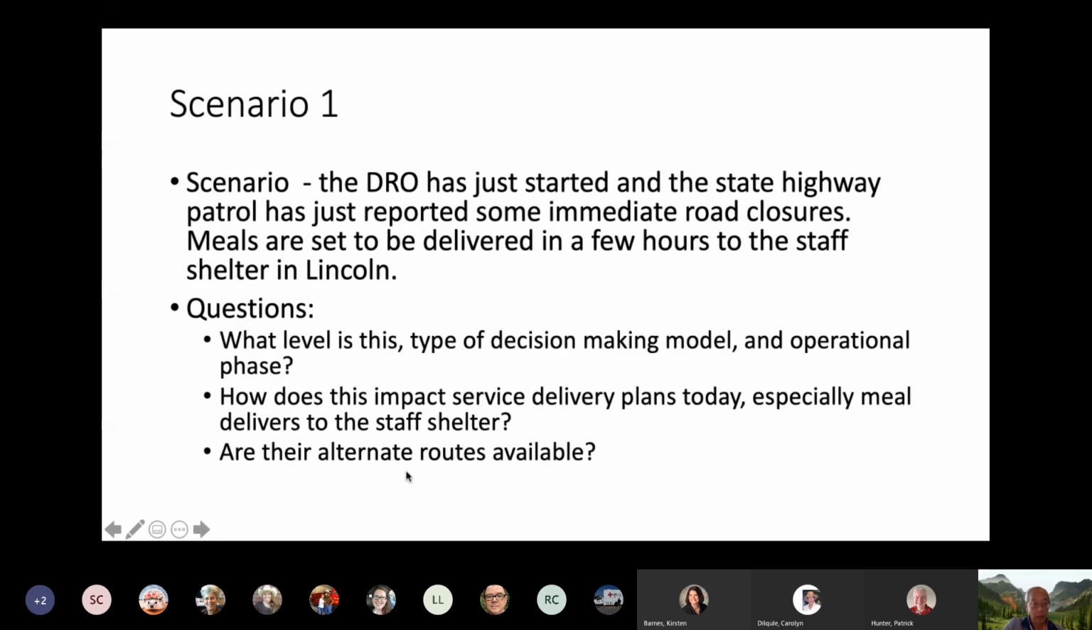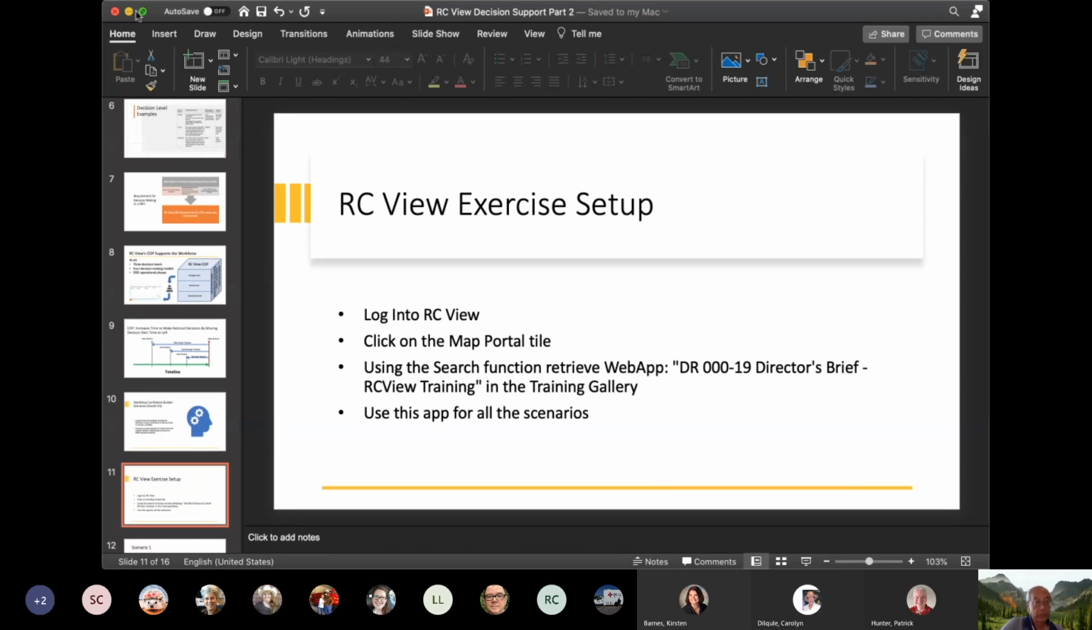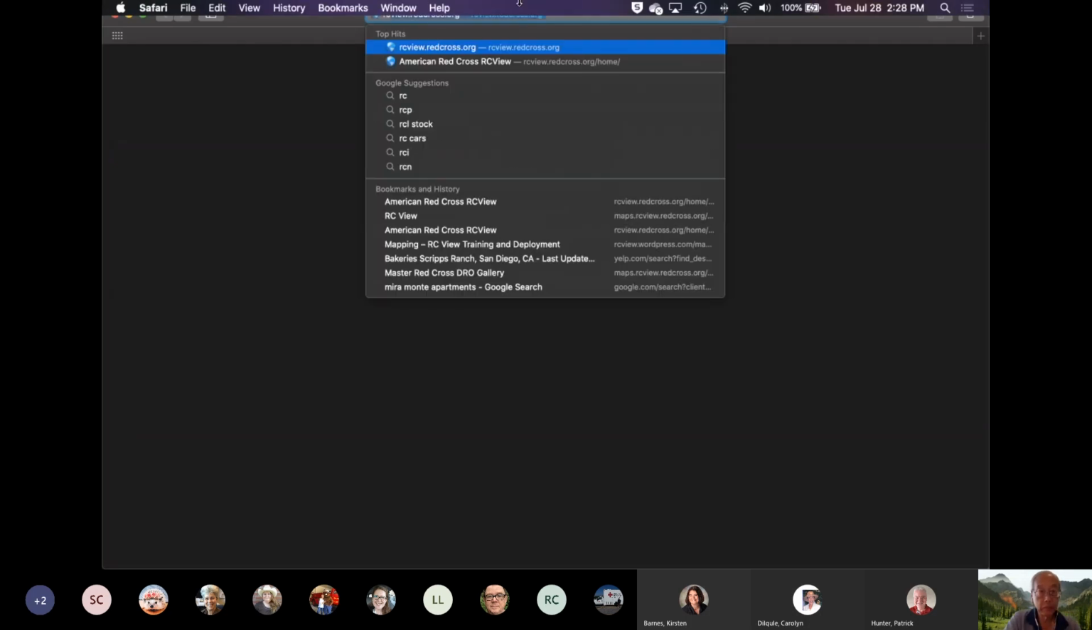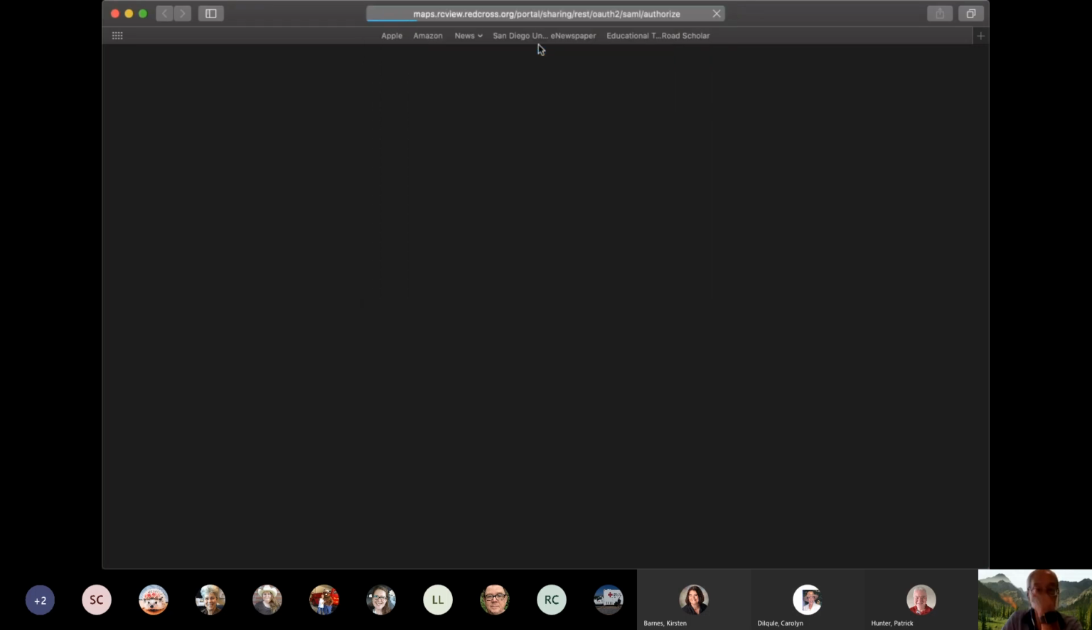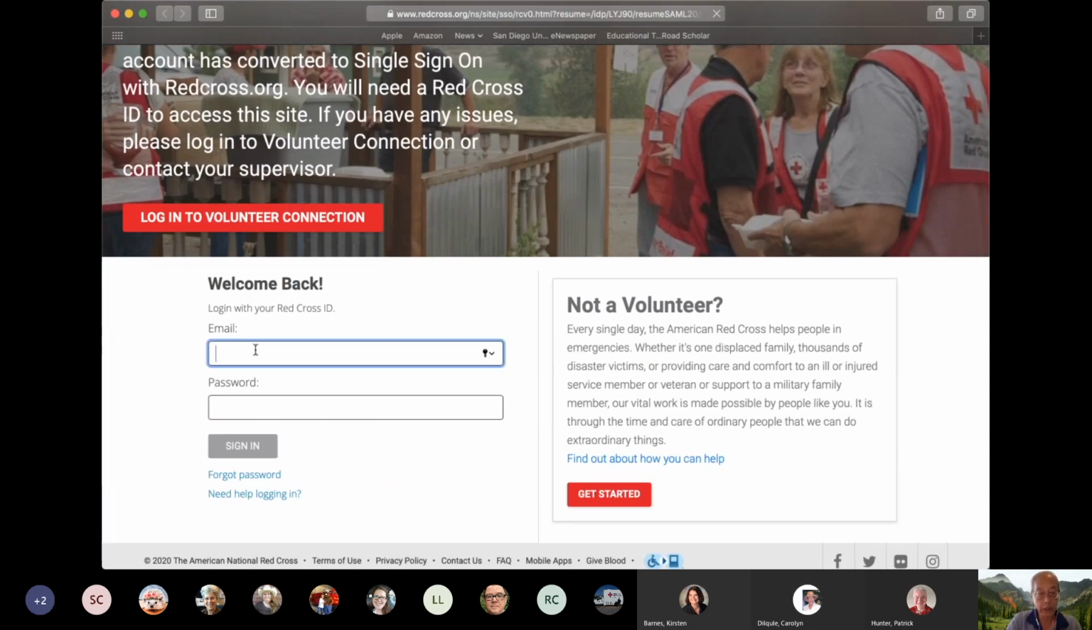To help you with that, I'm going to quickly review logging on to RCView and going through these steps. For those of you who are having trouble following along, I'm going to demo it to you. So it's rcview.redcross.org. I'm going to type in my volunteer connections password.